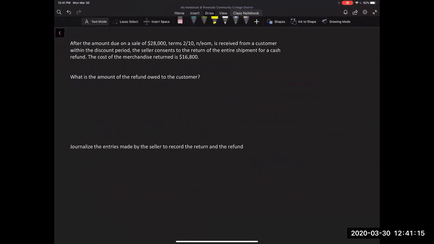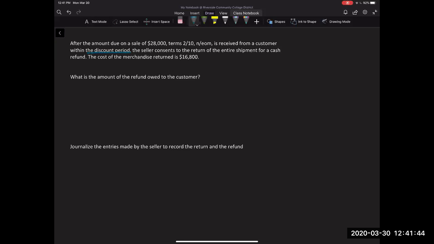All right, so here we are. Let's just work through this. So it says, let's just journalize what the customer has already done. It says after the month due on a sale, 28,000 terms 2/10 net 30 is received from the customer. So the customer paid for this within the discounted period, so that's awesome. Now we need to make sure we capture that.